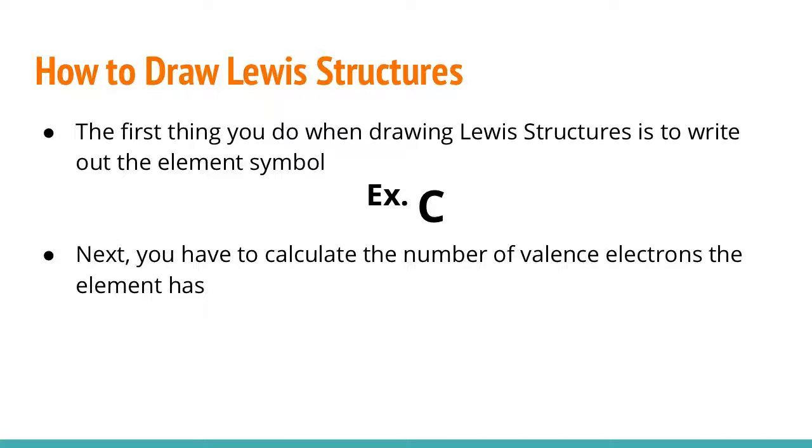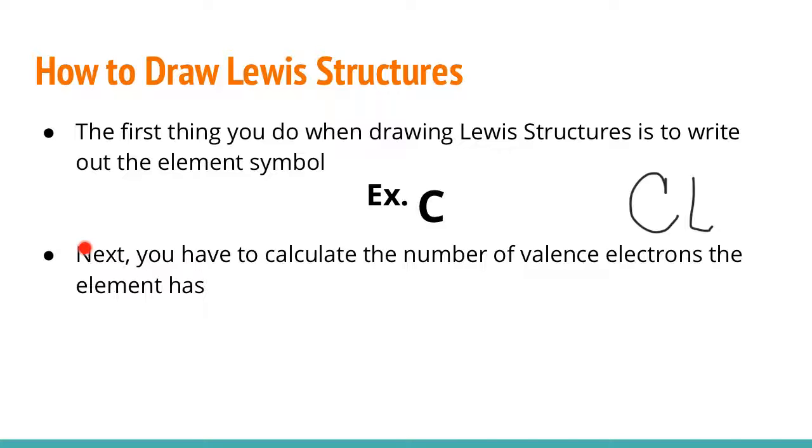So when we go to write a Lewis structure, the first thing that we have to do is write out the element symbol. Here I have an example. My element that I'm working with is carbon, so I'm just going to put in the capital C. Remember, if there is more than one letter, let's say something like chlorine, it would be a capital letter first and then a lowercase letter second. Whatever you see on the periodic table is what you should write down. So first, we write down the symbol for that element.